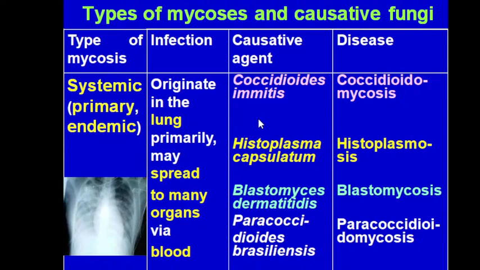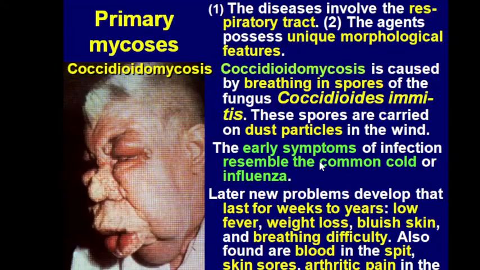In histoplasma, blastomyces, coccidioides, and paracoccidioides may cause these diseases that are called those mycoses by the name or genus name of the causative agent. For example, Histoplasma capsulatum, and the disease is histoplasmosis. Blastomyces dermatitidis, and the disease is blastomycosis, and so on.